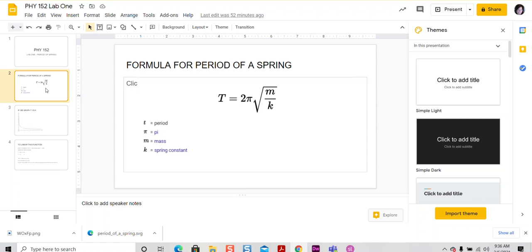A spring constant is a newton divided by a meter. So if you take a kilogram divided by a newton per meter, which is a kilogram per meter per second squared, and you put it in this formula, you're going to end up with seconds.